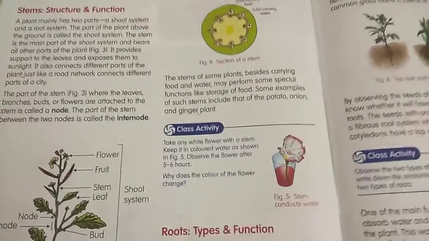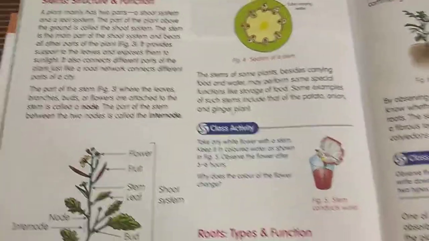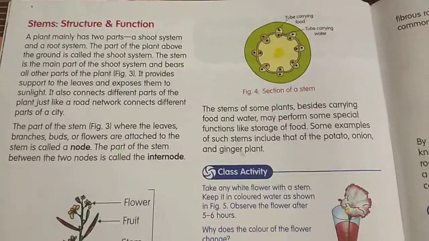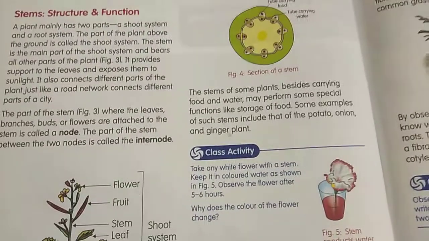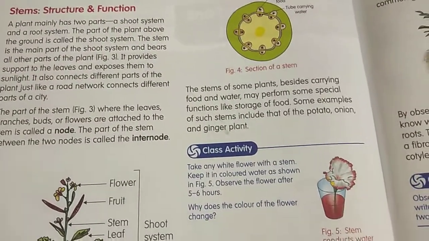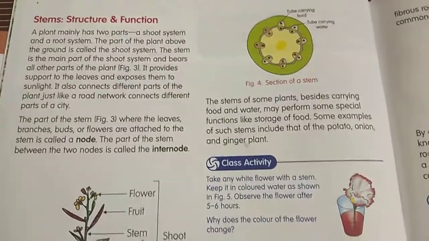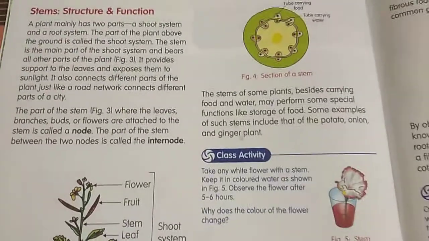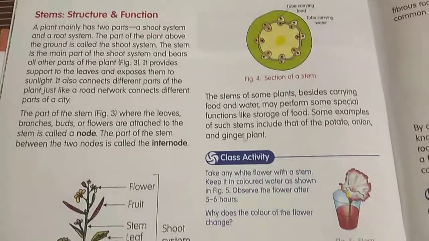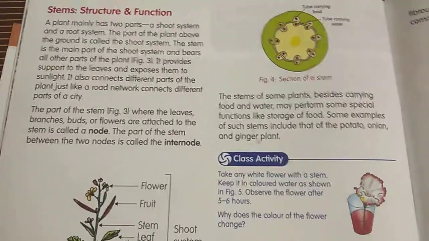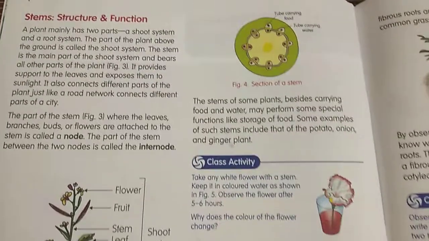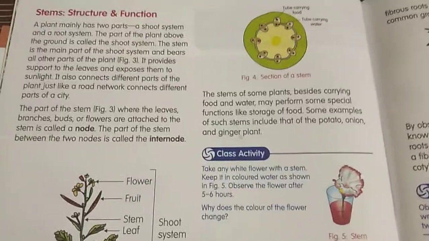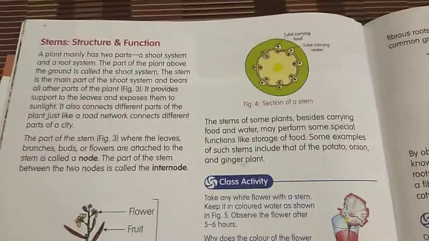Okay, so now what are the different functions of the stems? Functions means work. What work is the stem going to do in the plant? Suppose in our body, what is your stomach doing? It is doing digestion. What is your heart doing? It is pumping the blood. So like that each and every part has its own function, right? Just like that, even in the plant body, each and every part will do some function. In this lesson we are learning the functions of roots and stem. The root we will go to later. Now we are going to learn about the stem.